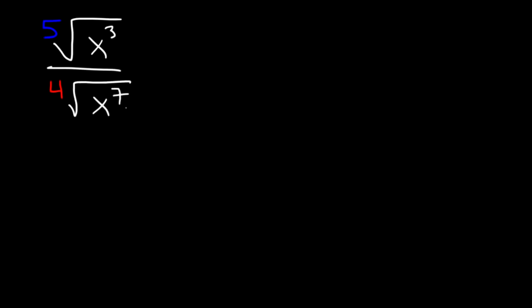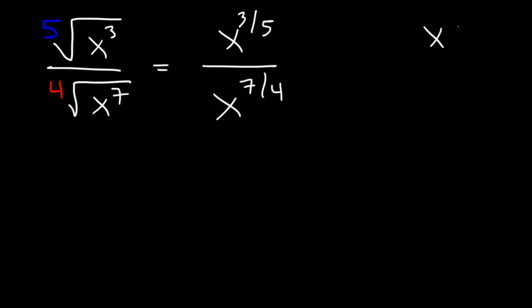Let's try this one. What is the 5th root of x cubed divided by, let's say, the 4th root of x to the 7? Try this one. Go ahead and simplify. So first, let's convert it into a fractional exponent. This is going to be x raised to the 3 over 5 divided by x raised to the 7 over 4. Now, when you're dividing by two common bases, you need to subtract the exponents.